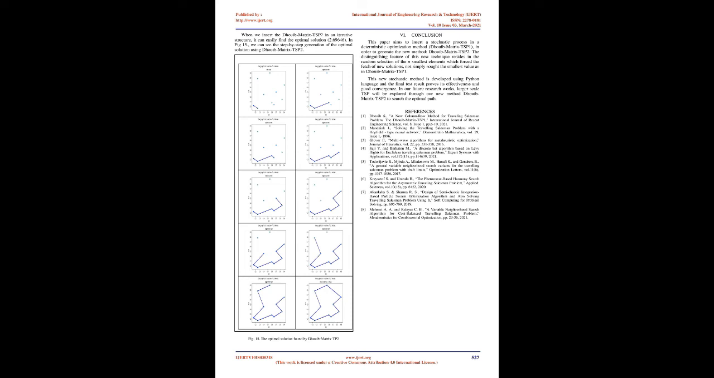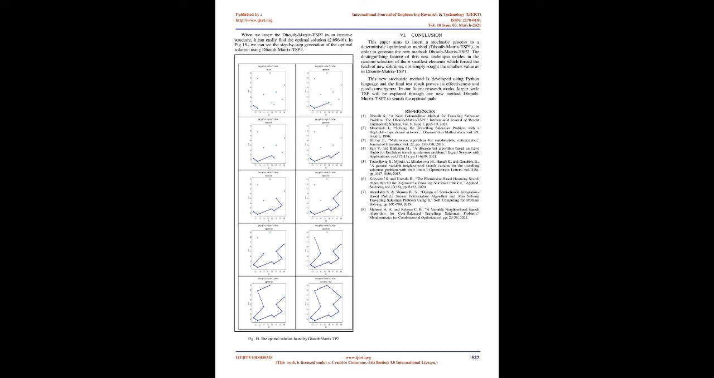metric, see Fig 14. When we insert the Dhouib Matrix-TSP2 in an iterative structure, it can easily find the optimal solution, 2.69646. In Fig 15, we can see the step-by-step generation of the optimal solution using Dhouib Matrix-TSP2.